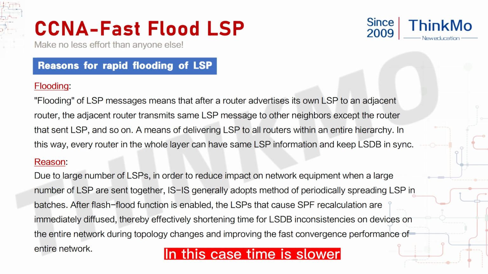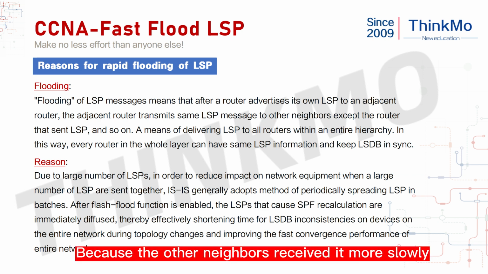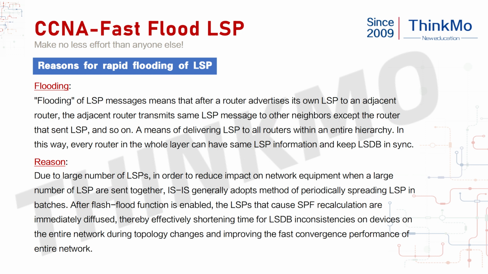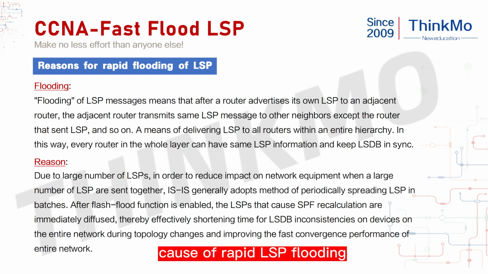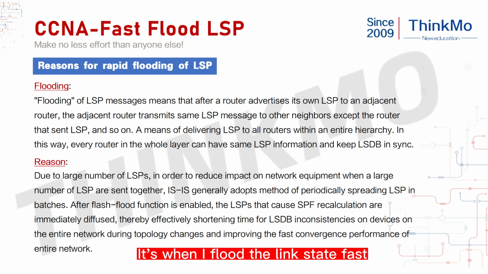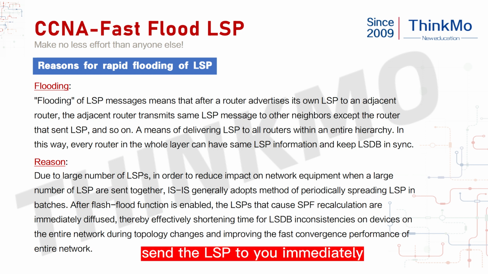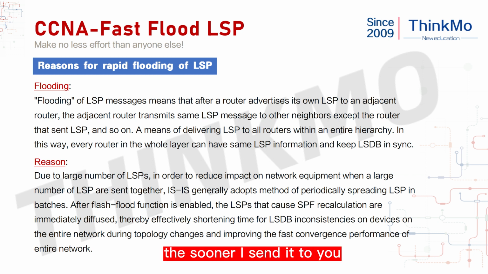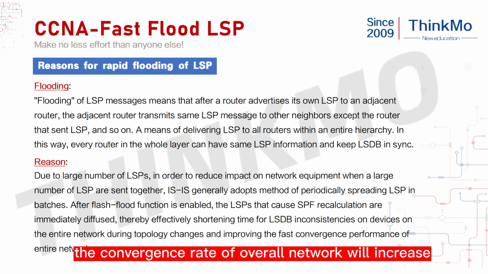In this case, time is slower, because the other neighbors receive it more slowly. You haven't sent it to me for a long time, so I can't calculate. That's the reason for rapid LSP flooding. When I flood the link state fast, I send the LSP to you immediately. The sooner I send it to you, the faster you synchronize, and the convergence rate of the overall network will increase.